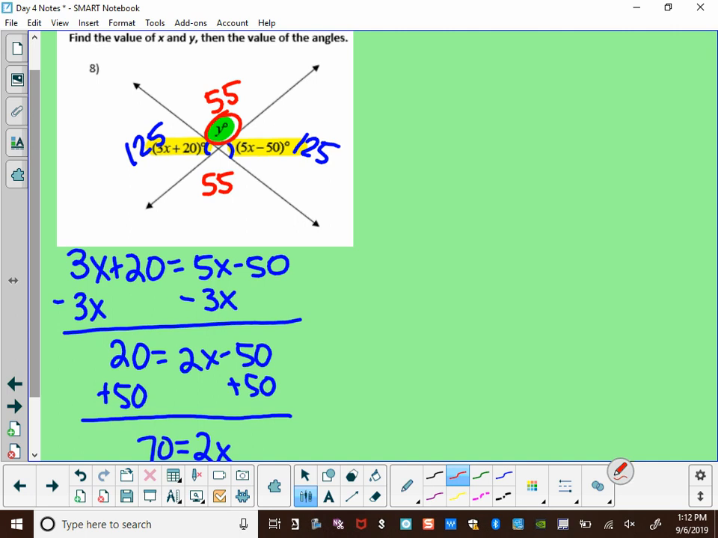How do you get 55? We did 180 minus 125 because if you look at just half of your picture here, it's on a straight angle. So that means that these two have to equal 180, and the bottom two have to equal 180. But we also know that vertical angles are equal.